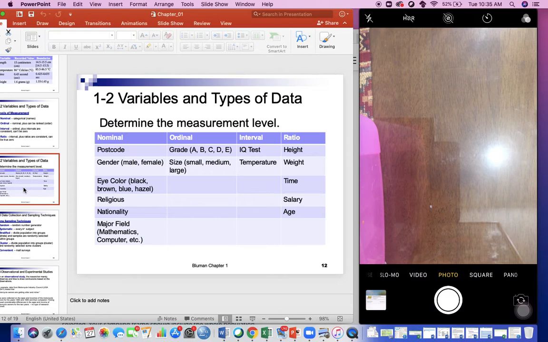Okay, this one is an example for nominal, ordinal, interval, ratio. So ratio can be time, can be salary, can be age. And then the interval can be IQ test, temperature, and so on.